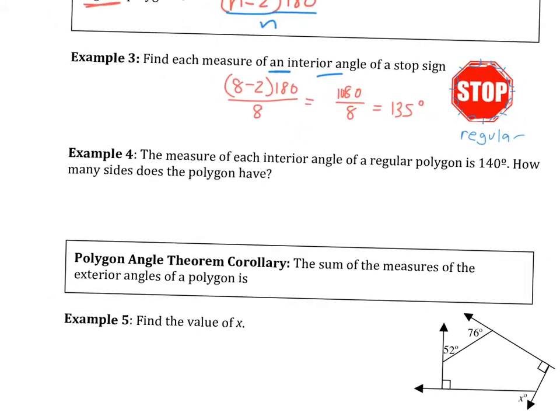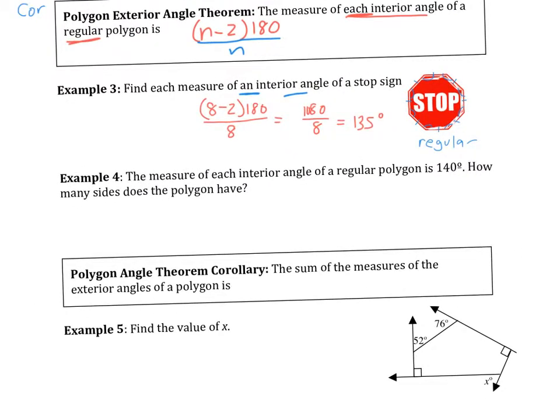All right, so in example number 4, we're actually given the answer, like in Jeopardy, and we're trying to find the question. The measure of each interior angle of a regular polygon is 140. So how many sides does the polygon have? So we're going backwards trying to figure that out. So how would you set this up?